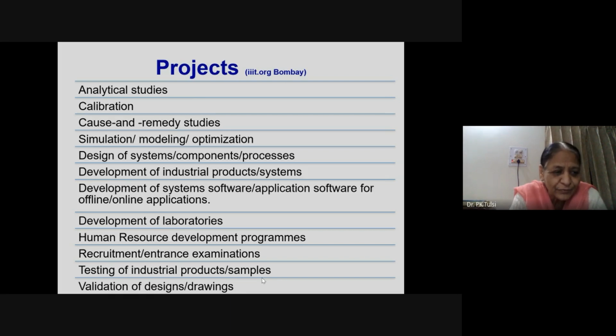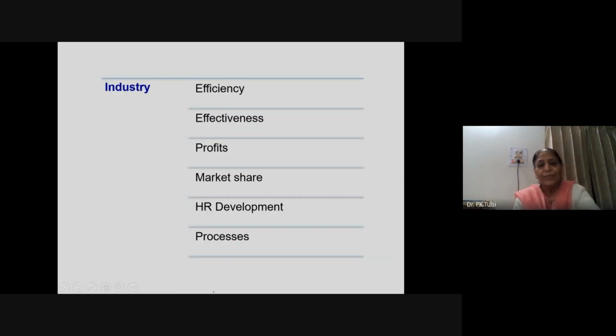Maybe you are talking in terms of setting up a cloud computing or virtual reality lab or augmented reality lab and so on, or human resource development for building the capacity of the individual, and testing of industrial products and samples, validation of designs and drawings may be another. So if we look at industry, all these efficiency, effectiveness, profits, market share, HR development, processes which are in place, the projects may be related to any one of them, right?